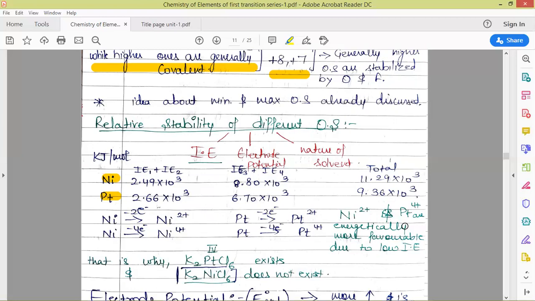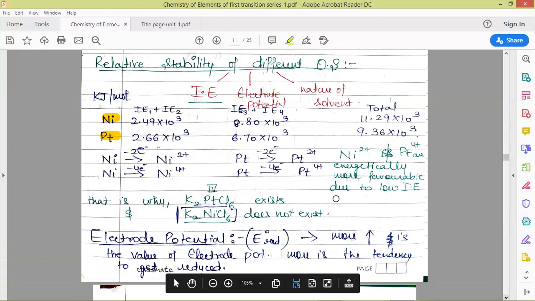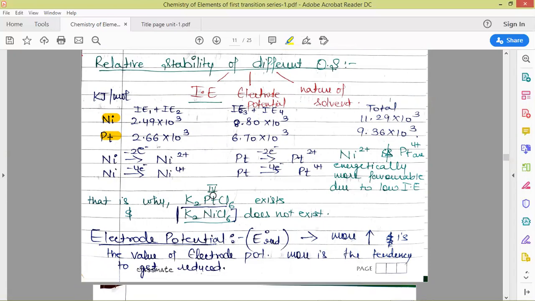So from here we can predict the existence of different complexes. Here the metal ion is in the +4 oxidation state in this complex, and the formation of the platinum complex is much more facile in comparison to that of the nickel complex. That is why the ionization energy for this complex is very high in comparison to this complex, which leads to the non-existence of this complex. So we can predict the existence and non-existence of any complex based upon the ionization energy values.